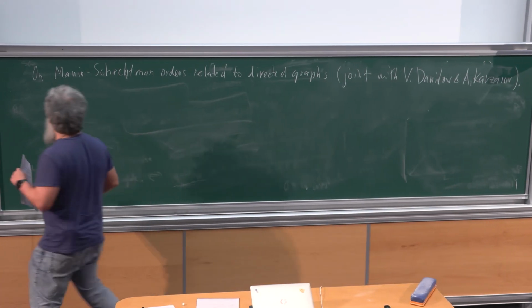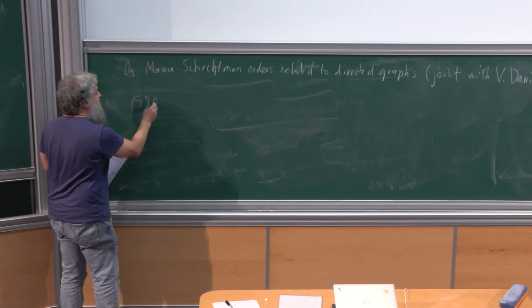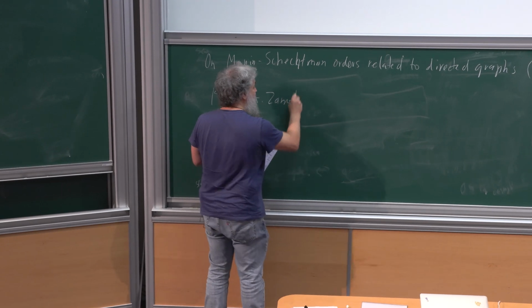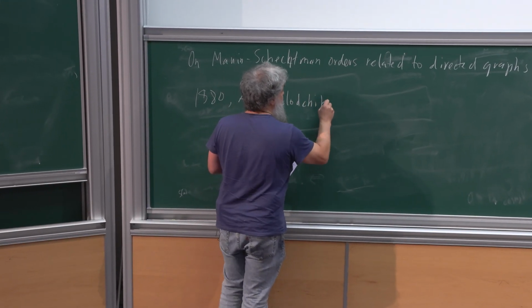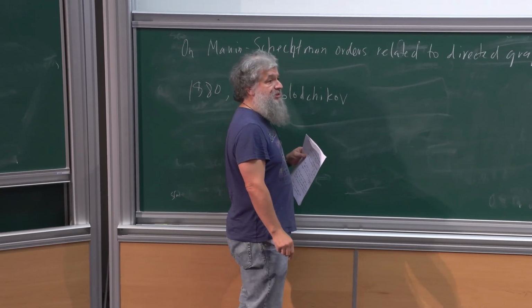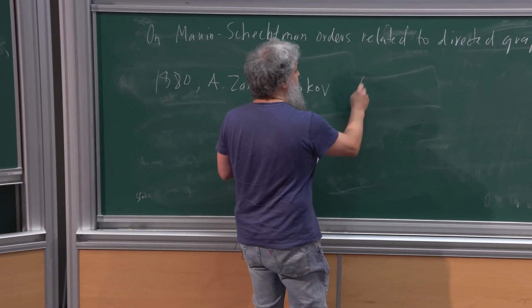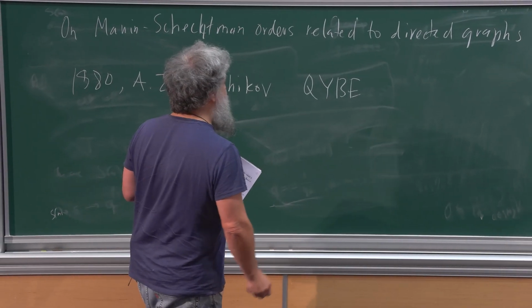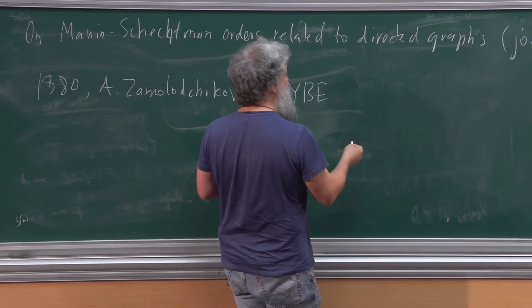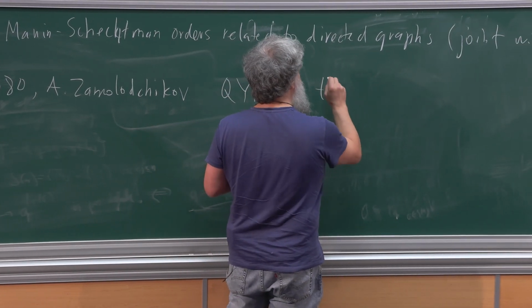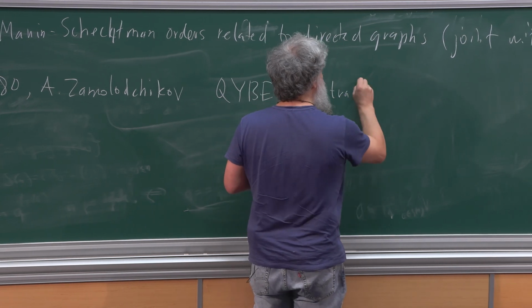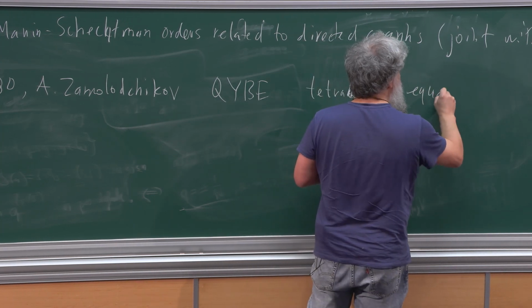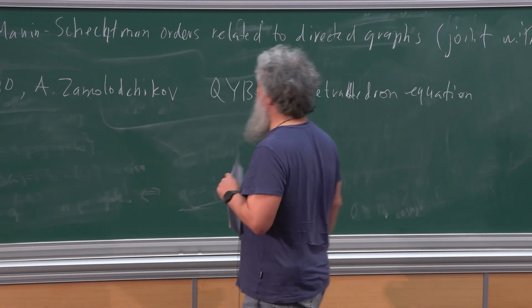Okay. So in 1980, Alexander Zamolodchikov considered a higher dimensional generalization of the quantum Yang-Baxter equation, what's now known as the tetrahedron equation. So it looks as follows.